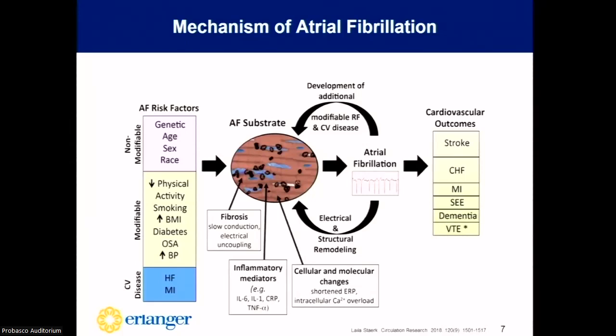Once a patient goes into atrial fibrillation, they'll undergo additional electrical and structural remodeling, which further promotes atrial fibrillation, and can also contribute to further development of those risk factors and comorbid conditions that promote the atrial fibrillation substrate. This development of AFib and the AFib substrate connects us to the cardiovascular outcomes that we're concerned about with atrial fibrillation. I have some of these listed here, but we're also going to talk about them on the next slide.